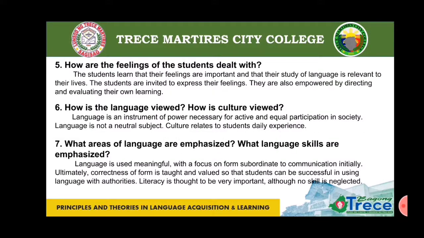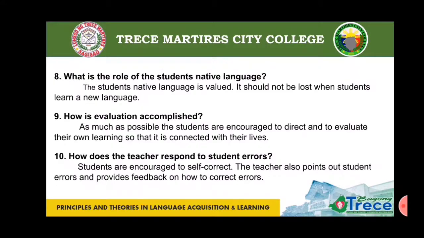So, for the seventh, sinasabi lang dito, language skills and language areas are emphasized, that is very important for us to communicate, especially to communicate with other people. So that is the language emphasized. So for the eighth, what is the role of the student's native language? The student's native language is valued.